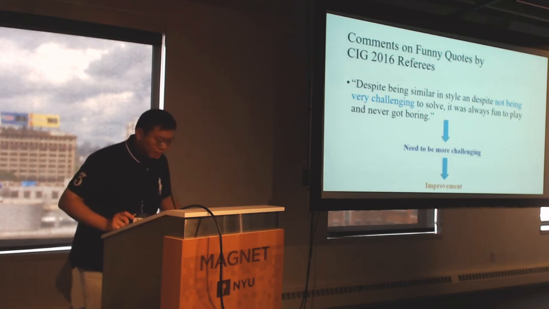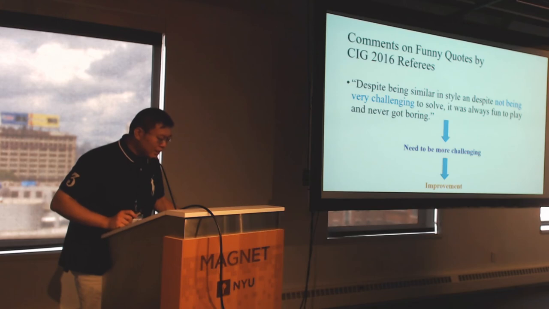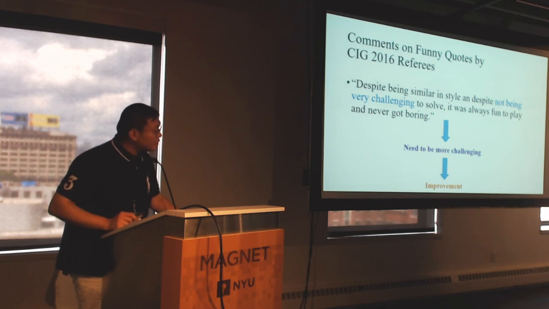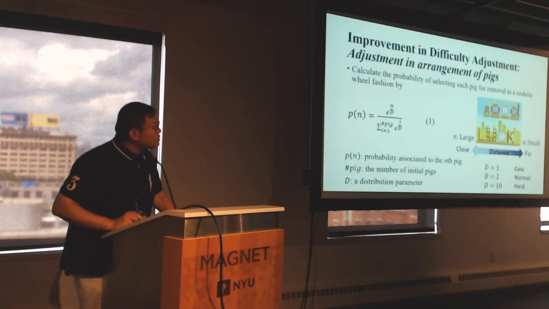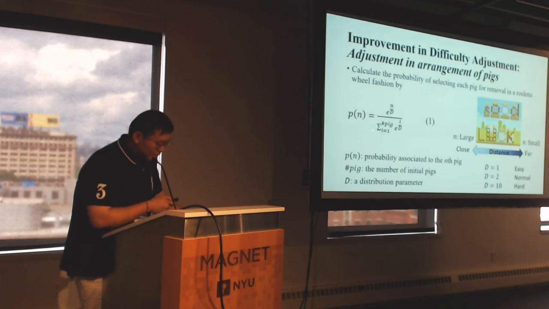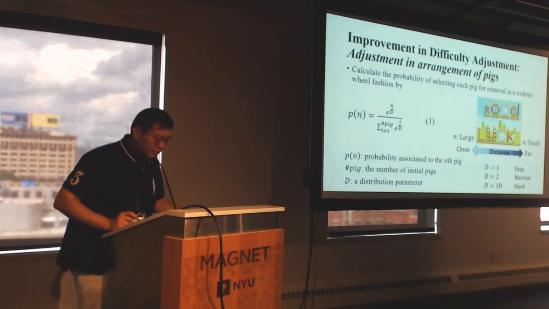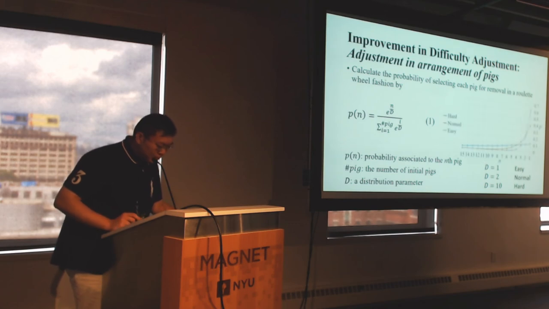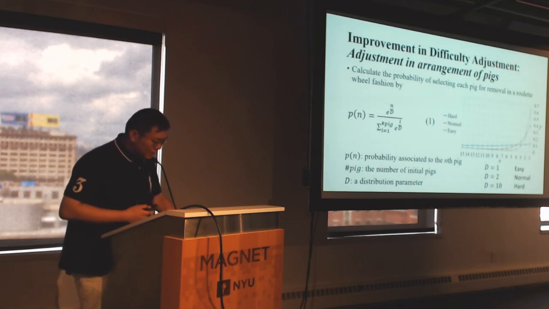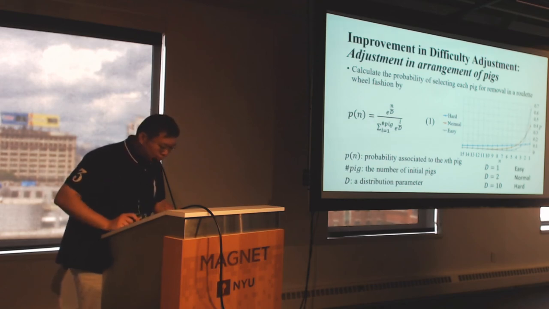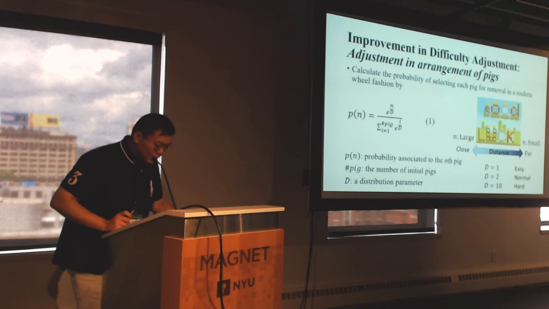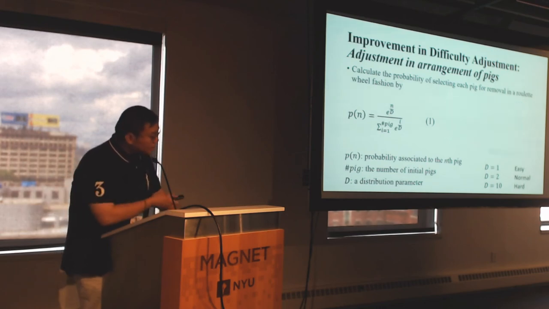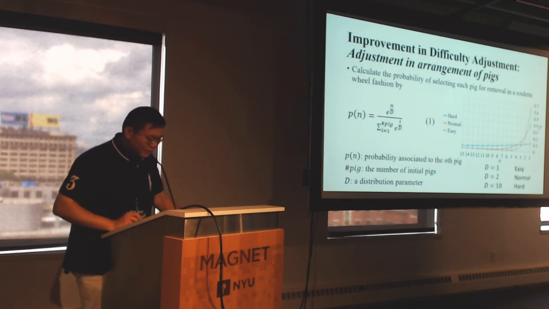So here are the comments on the Funny Quote generator by CIG 2016 as a reference. We focused on the challenging part and decided to improve it. First, we used this equation to determine which initial peaks will be removed. The peak removal probability distribution for each difficulty setting is shown here. As shown in this distribution, the nearer the peaks are to the right side, the higher the probability they will be removed.